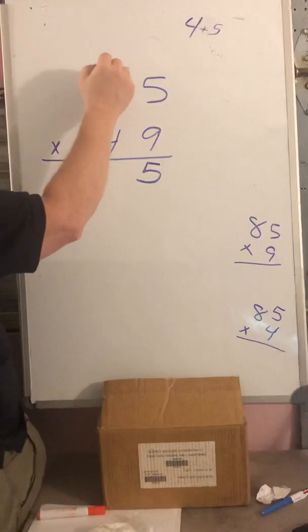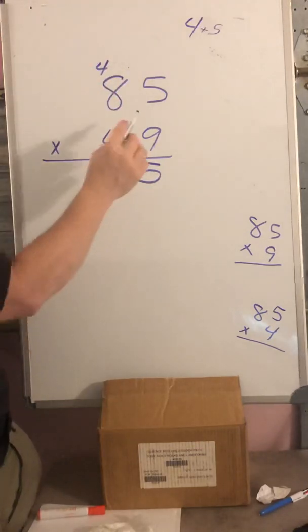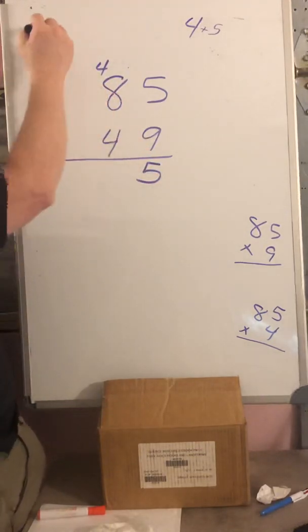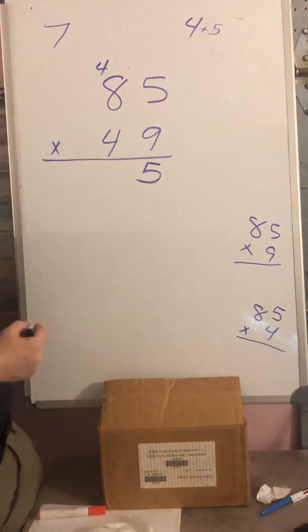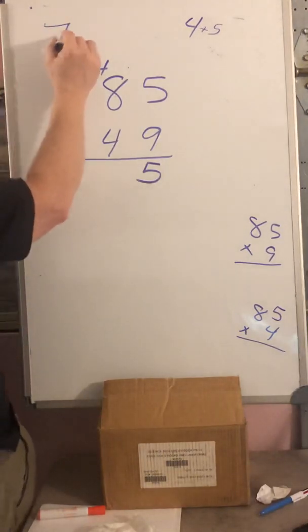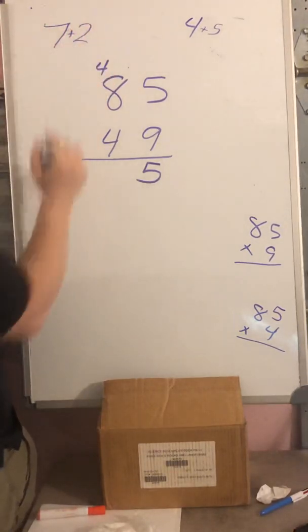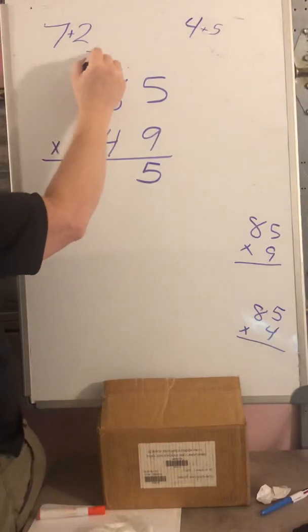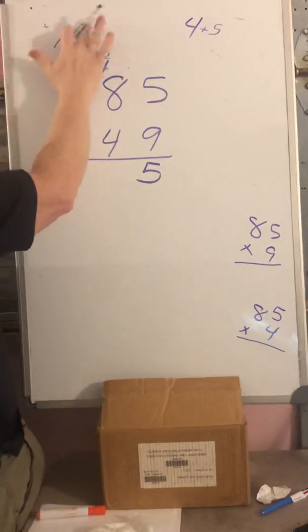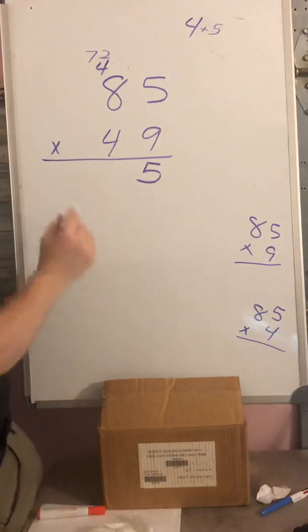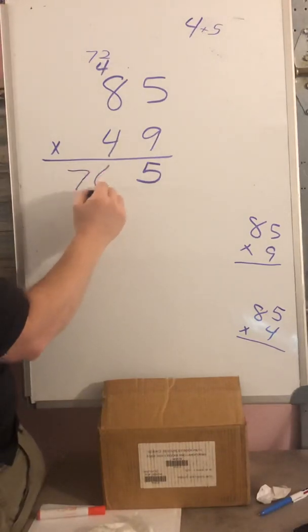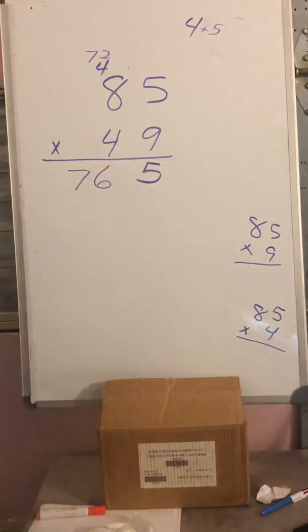You're going to lift that left number, which is a 4. 9 times 8, the answer is going to start with a 7. 7 plus what equals 9? 7 plus 2. So the answer is 72. 72 plus the 4 is 76. So your first row is 765.